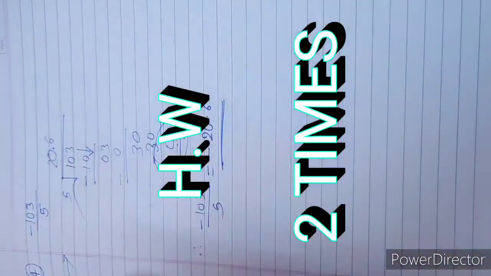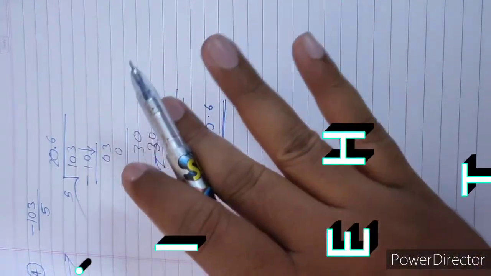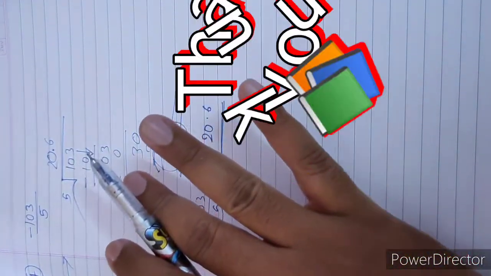Okay, so with this question we have completed 3 questions today, 1, 3 and 4, and the remaining questions you have to try by yourself. Along with this, you have to solve all 5 questions 2 times. Okay, thank you.